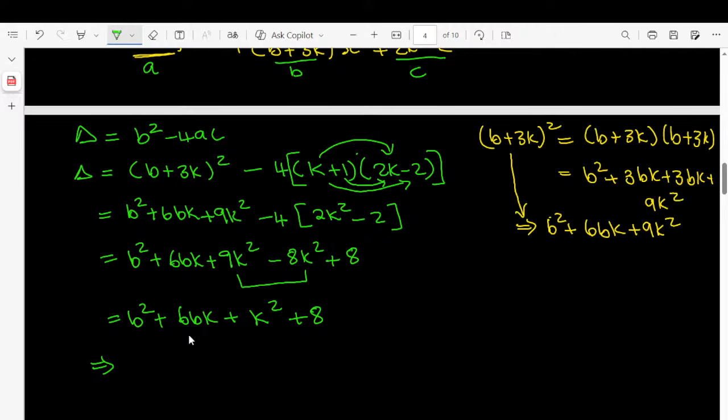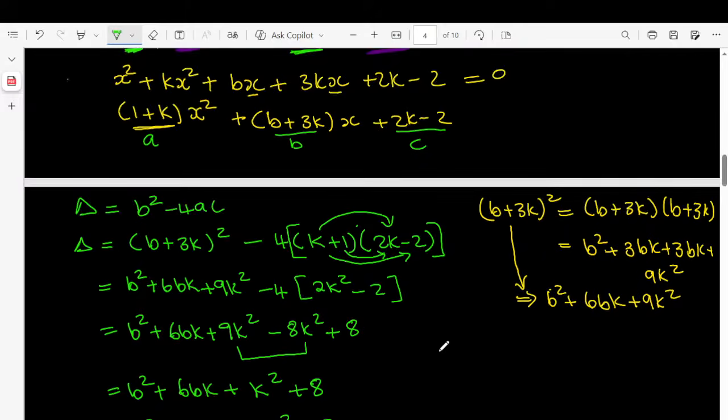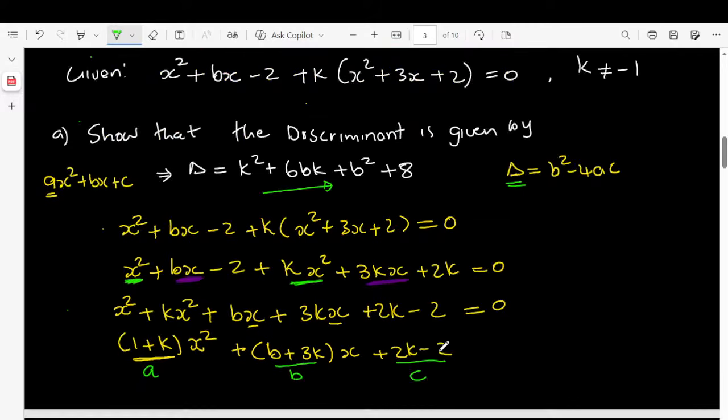Yeah, okay. So now we can just arrange this, because remember we said the order doesn't matter. So this will just be k squared, then we add the 6bk, then we can add that b squared that they are looking for, plus 8. We just have to rearrange this so that we can get whatever they are looking for.